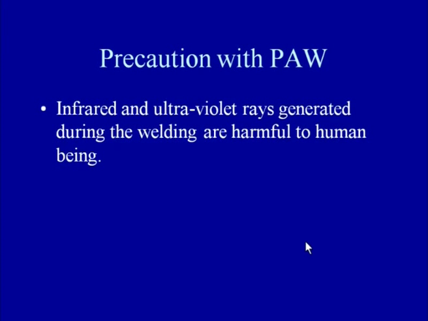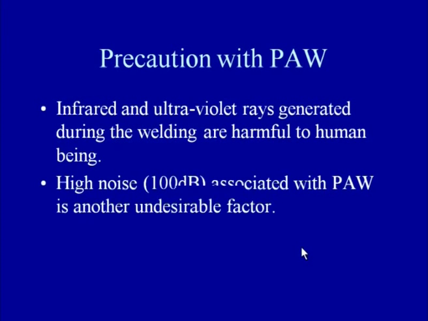So, due care must be taken to avoid excessive exposure to these ultraviolet and infrared rays during the welding when PAW is used, and suitable protection to the ears should also be made, because the noise which is generated during the PAW process is significantly high, of the order of 100 decibels. So, to avoid any kind of undesirable adverse effect on the ears and the body of the human being, suitable precautions must be taken while the PAW process is used.